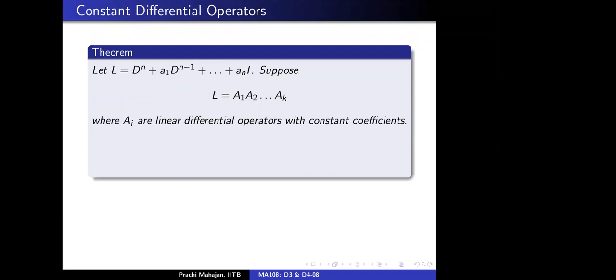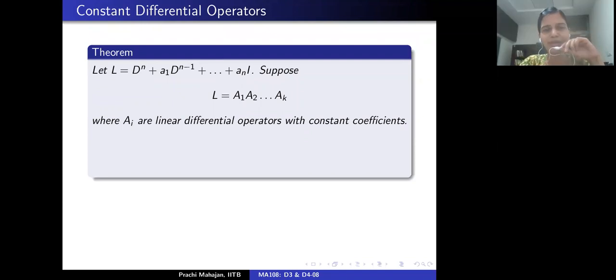It sort of looks like going round and round about the same thing, but let me do this for the sake of completeness. Believe me, this is actually useful. Suppose I am able to write an nth order operator as a product of k linear differential operators with constant coefficients. So I am able to write L as A_1 A_2 ... A_k. Now, what is the simplification that this achieves for me? What is the end goal? I am looking at the solutions of the equation Ly equal to 0, that's the homogeneous nth order differential equation.